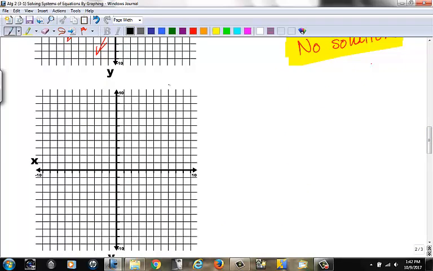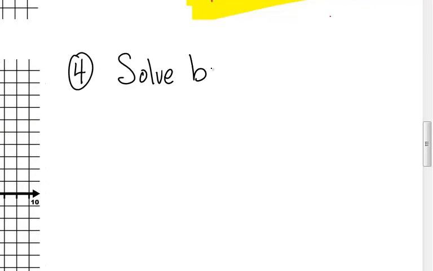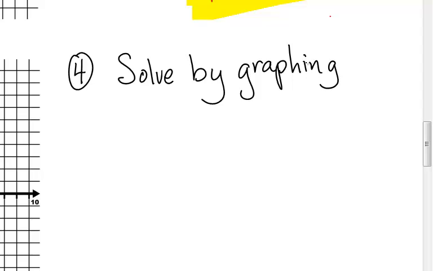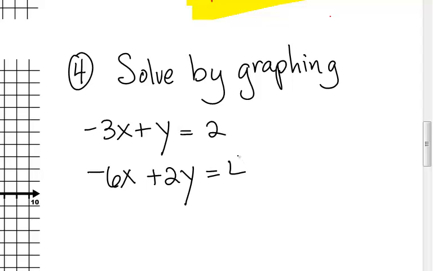This is number 4. Same thing, they will just say solve by graphing. Let's say they give you negative 3x plus y equals 2, and negative 6x plus 2y equals 4. Now look at those two equations. What do you notice? Yeah, they're the same equation because the second one is a multiple of 2. Multiply each term by 2. So it's going to graph the same equation.